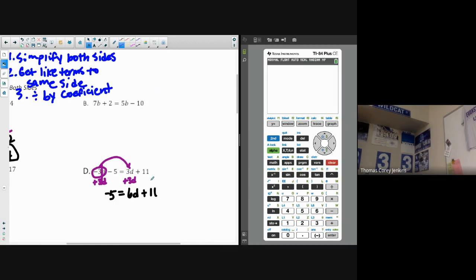Then we want to move the plus 11 over to that side. How do we undo plus 11? That's minus 11. So minus 11 to both sides. On this side, be careful here. I'm going to punch this in. Negative 5 minus 11 is negative 16. So we get negative 16 equals 6d.